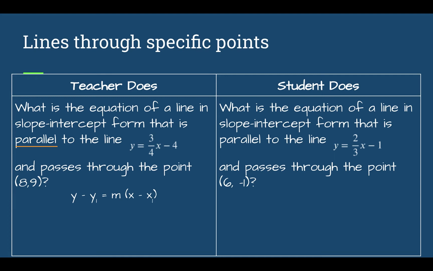So we have our equation. Parallel means it has the same slope. So the original slope was 3/4, which means our new equation is also going to have a slope of 3/4. So let's plug that in for m. Now we want to get it through the point 8, 9. So we're going to plug in 8, 9 into our equation. 8 is x, it goes in place of x1, 9 is y, it goes in place of y1. Remember, they should look opposite in the equation compared to what they look like in the point. So 8 should be minus 8, 9 should be minus 9.